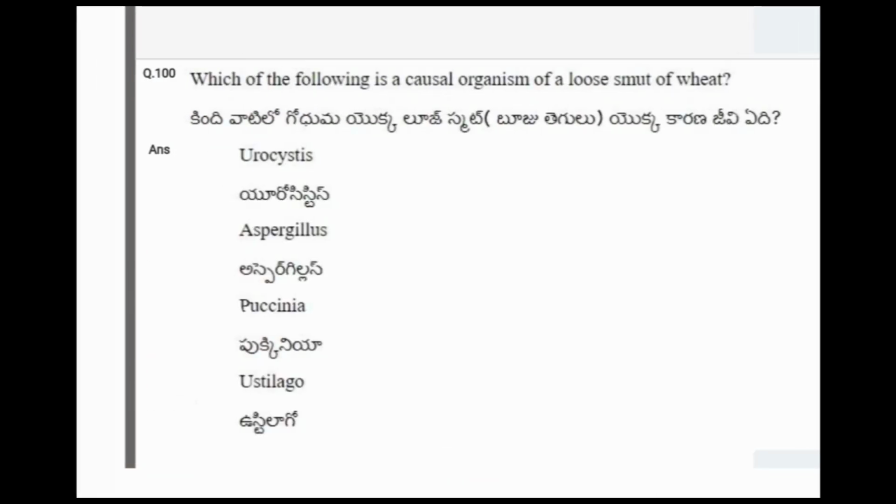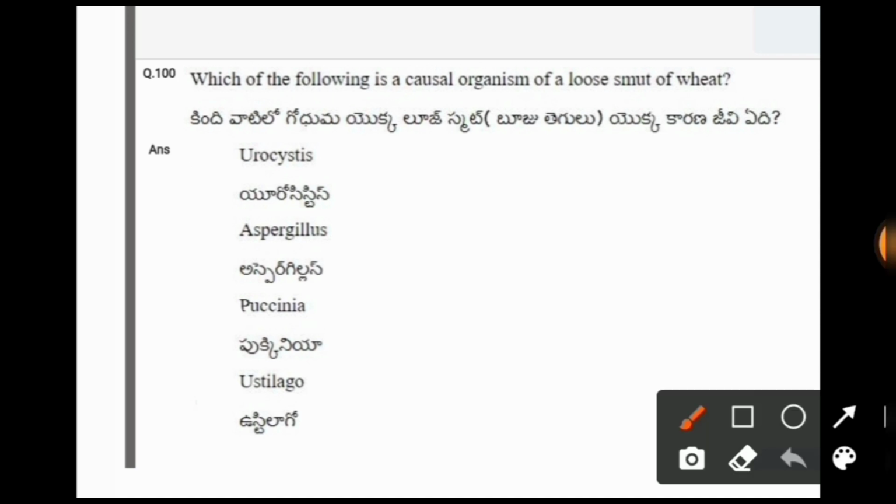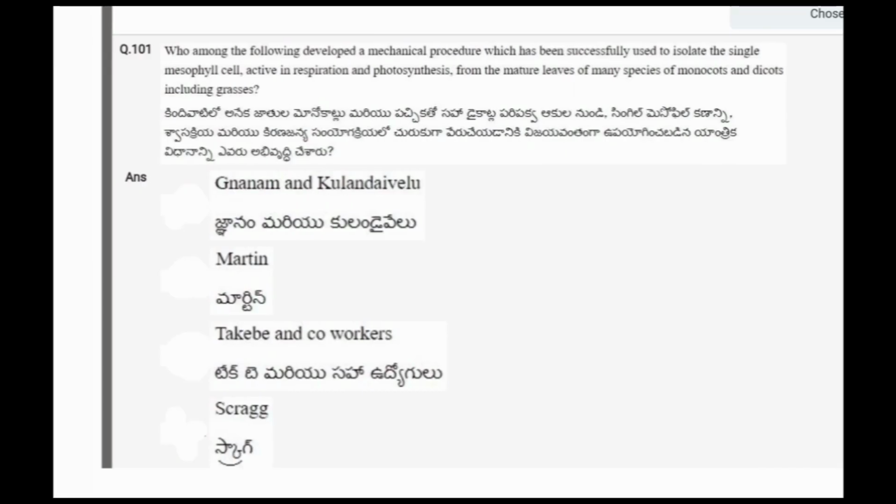Next question. Which of the following is a causal organism of loose smut of wheat? The options are Urocystis, Aspergillus, Puccinia, Ustilago. Ustilago is the correct answer. Next question.